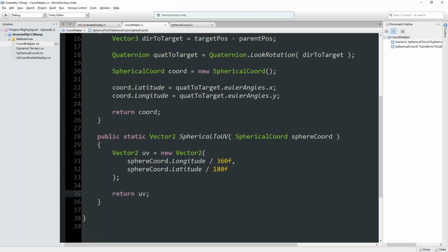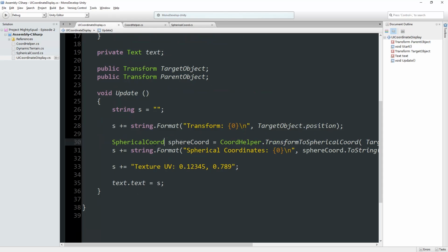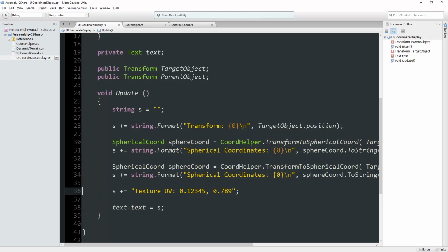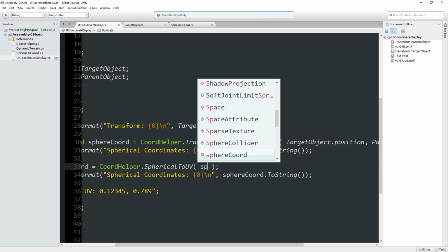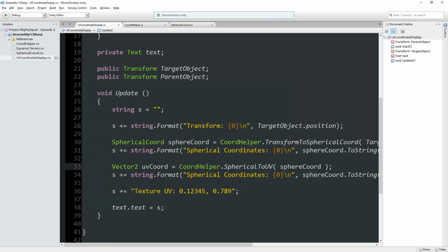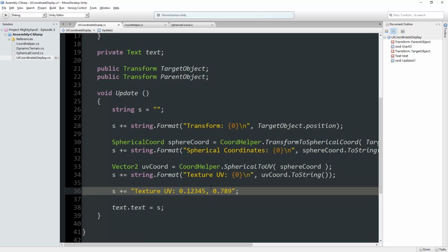But is this just wholly correct? Yeah, I guess for this it is. So what we're going to do back over here is we're going to do vector to UV coord is coord helper spherical to UV, where we just pass in the sphere coordinate like this, and we say texture UV is equal to UV coord dot string.